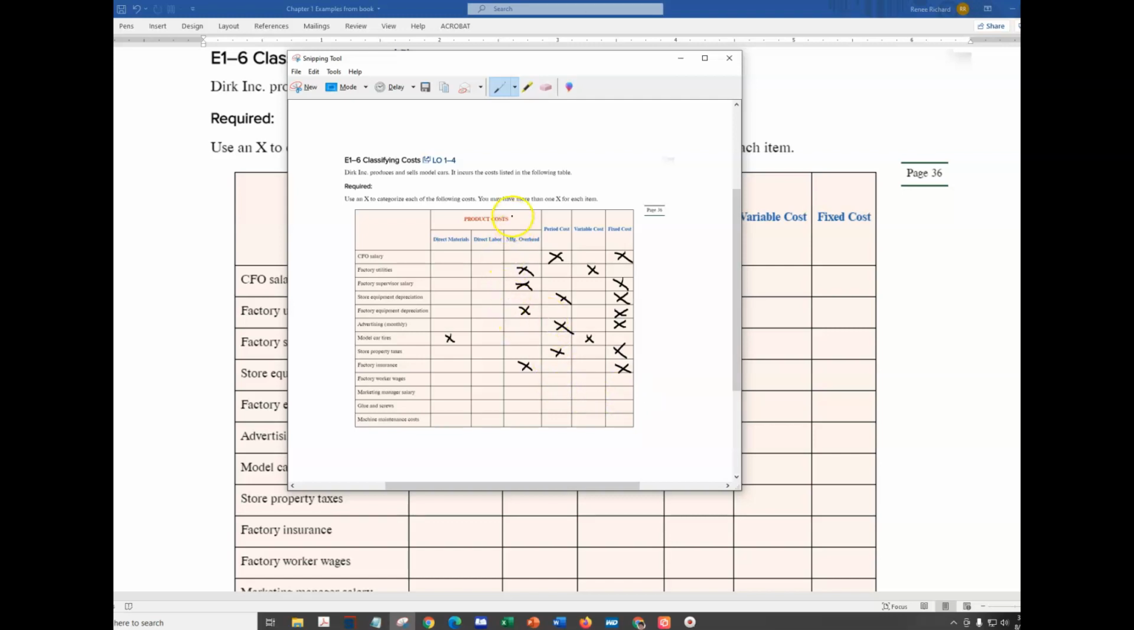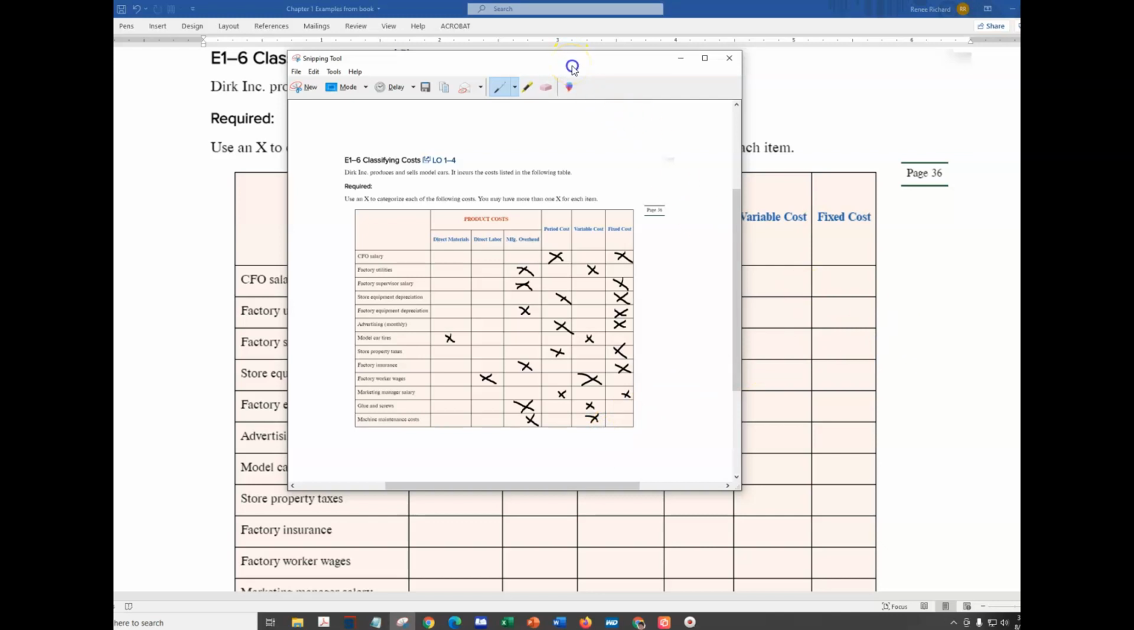Factory worker wages. Okay, that's a product cost. They're working in the factory and they have wages, not salaries, so that's direct labor. And it's probably a variable cost, although again, I would call that a step variable, but we'll talk about that in a later chapter. Marketing manager salary, not a product cost, a period cost. It's a salary, so it's fixed. Glue and screws, product cost, not direct materials, because remember, we don't trace something that small, so we'll call it overhead, and it's going to be variable. Machine maintenance costs, again, product cost, not direct materials, not direct labor, so we're going to call that manufacturing overhead. And that would be a variable cost because the more we use the machine, the more it will have to be serviced.